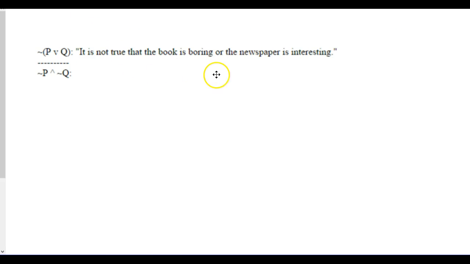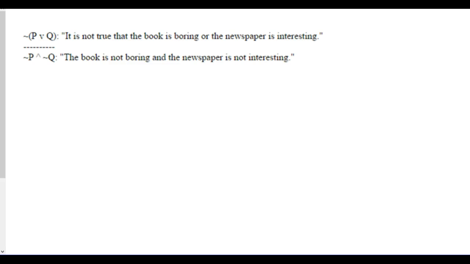So let's have you try this one. I'm going to have you pause the video and give this a try. So hopefully, this is what you got. This makes so much more sense. The book is not boring, and the newspaper is not interesting. That is so much clearer. That is such a better sentence just by applying De Morgan's law. It means exactly the same thing as the first one.